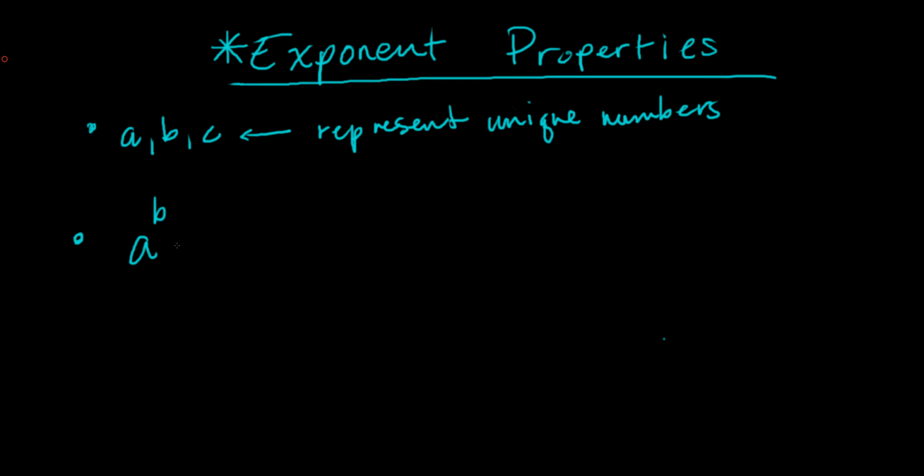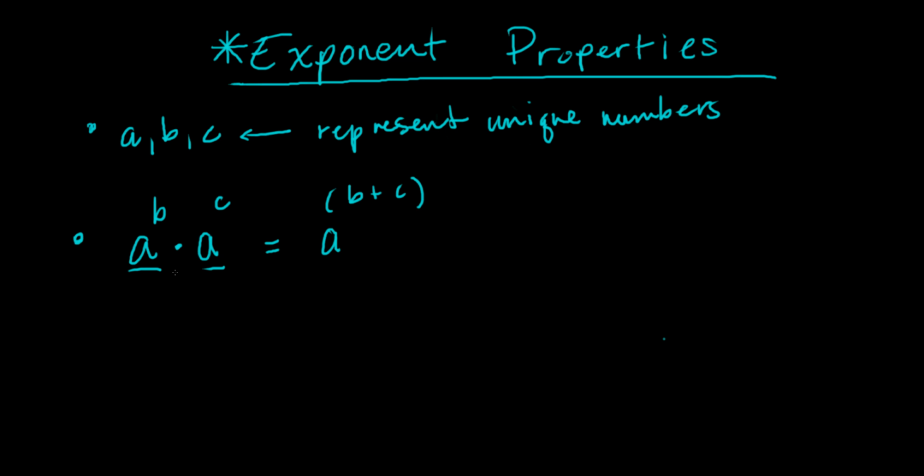So let's look at the first property, which says that if you have a number a raised to some power b, and you're multiplying that again by the same number a raised to the power c, you simply can add the exponents and condense that into a single a raised to some exponent.